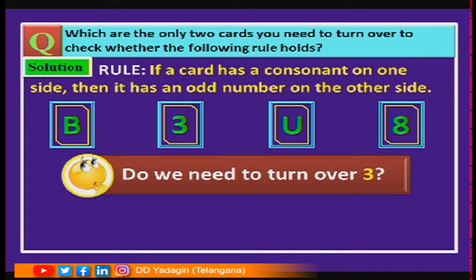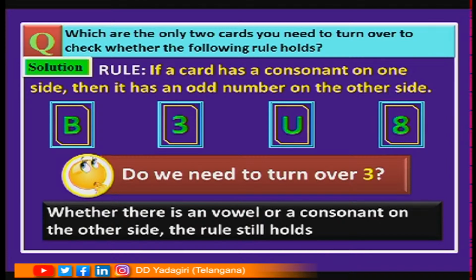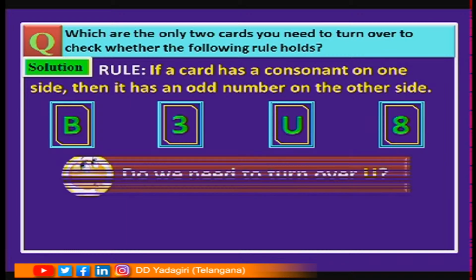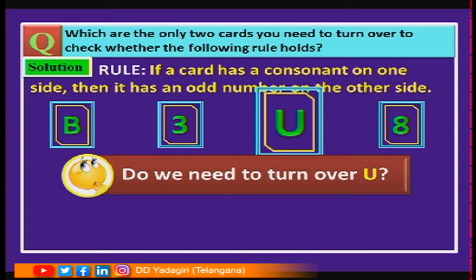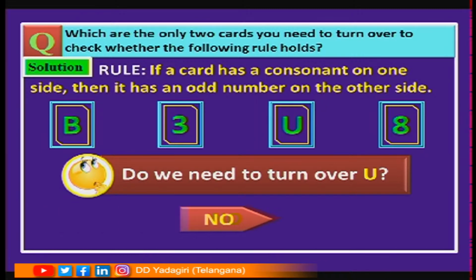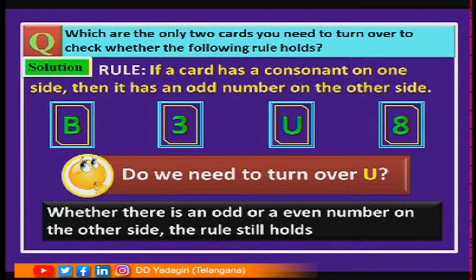So, do we need to turn over 3? No, absolutely we are not going to turn over 3, because here 3 is an odd number, right. If there is a vowel or a consonant on the other side, the rule still holds good. So, let us go for the next one, that is U. Now, do we need to turn this U also? No. Why again? If you see, U is a vowel. So, if there is an odd number or even number on the other side, again the rule still holds good.